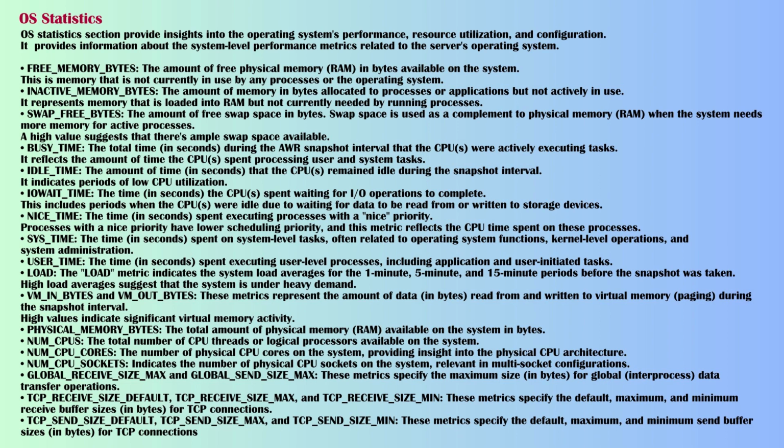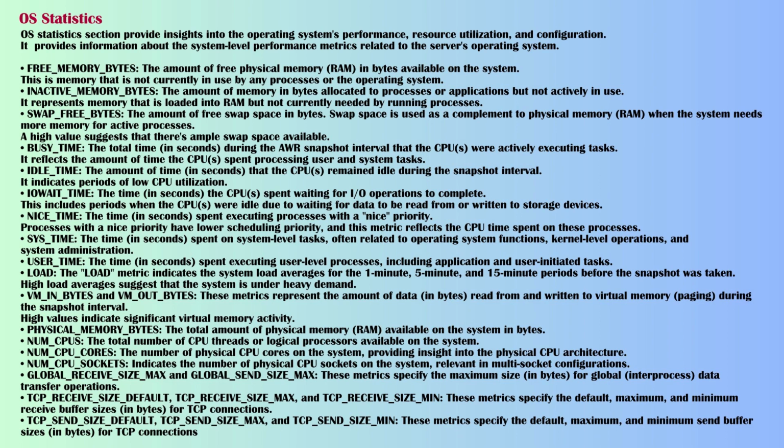Swap_free_bytes, the amount of free swap space in bytes. Swap space is used as a complement to physical memory, RAM, when the system needs more memory for active processes. A high value suggests that there's ample swap space available. Busy_time, the total time, in seconds, during the AWR snapshot interval that the CPUs were actively executing tasks. It reflects the amount of time the CPUs spent processing user and system tasks. Idle_time, the amount of time, in seconds, that the CPUs remain idle during the snapshot interval. It indicates periods of low CPU utilization.